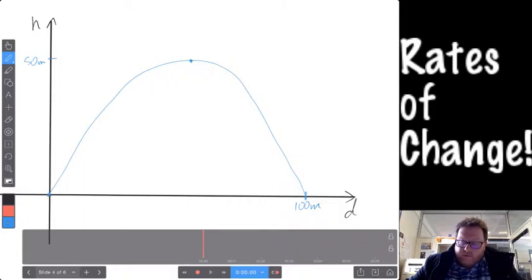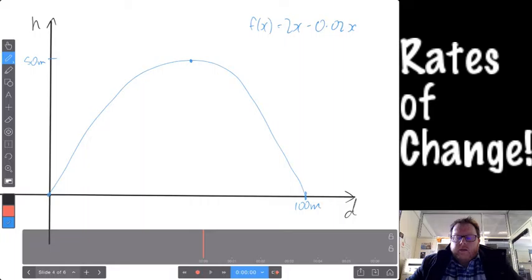So we could say that the function of the graph is 2x minus, and I'll use decimals here because it just makes it easier to conceptualize, minus 0.02x. Okay, so that's the function that would give us this nice parabolic curve with a top height of 50 meters before it falls back down to the earth. I know that this curve is probably a little bit too sharp on the way down here, but you get the idea.